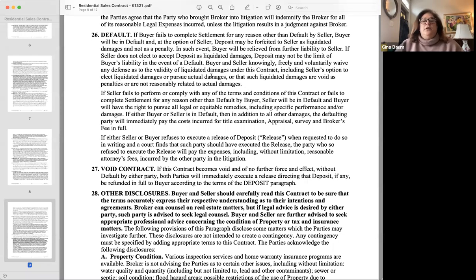Buyer and seller knowingly, freely, and voluntarily waive defenses that are liquidated. Okay, I already got through that. Including seller's option to elect liquidated damages or pursue actual damages, or that such liquidated damages are void as penalties or are not reasonably related to actual damages.